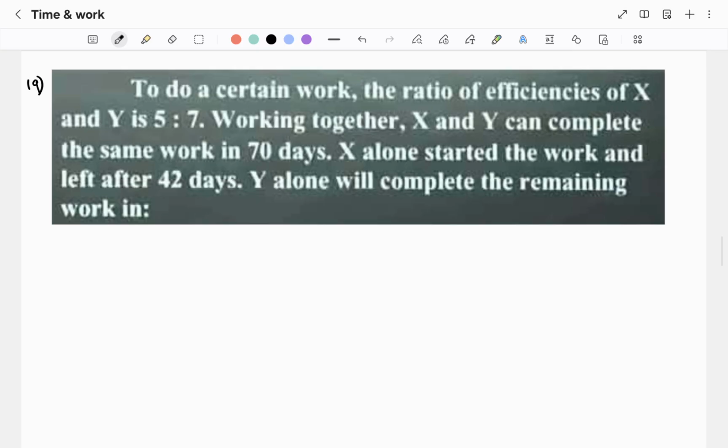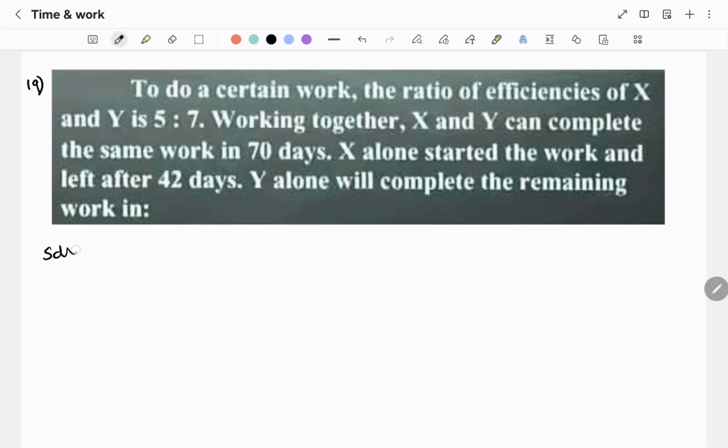See this question: to do a certain work, the ratio of efficiencies of X and Y is 5:7. Working together, X and Y can complete the same work in 70 days. X alone started the work and left after 42 days. Y alone will complete the remaining work in how many days?